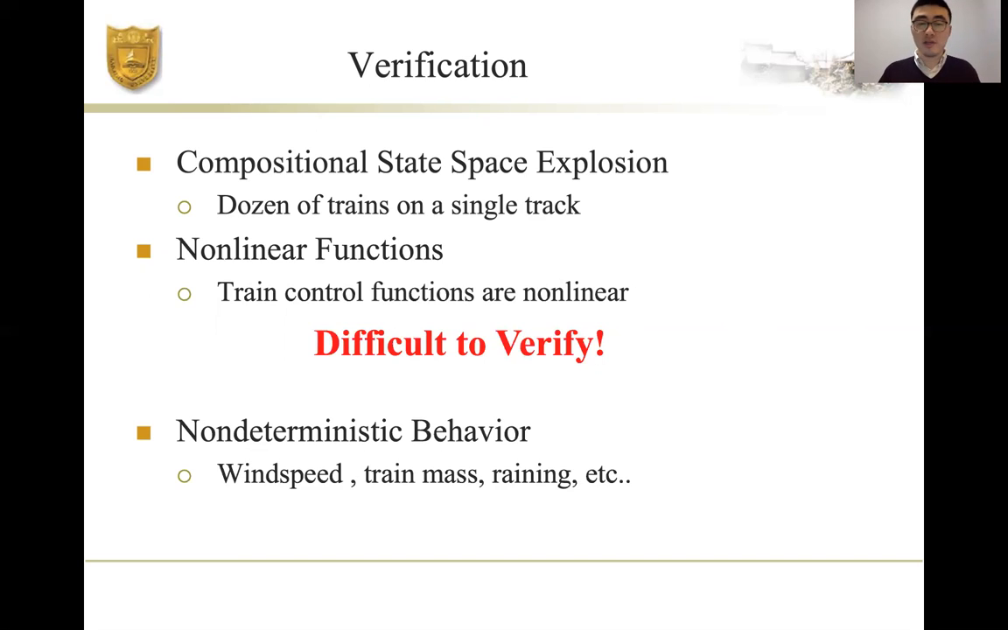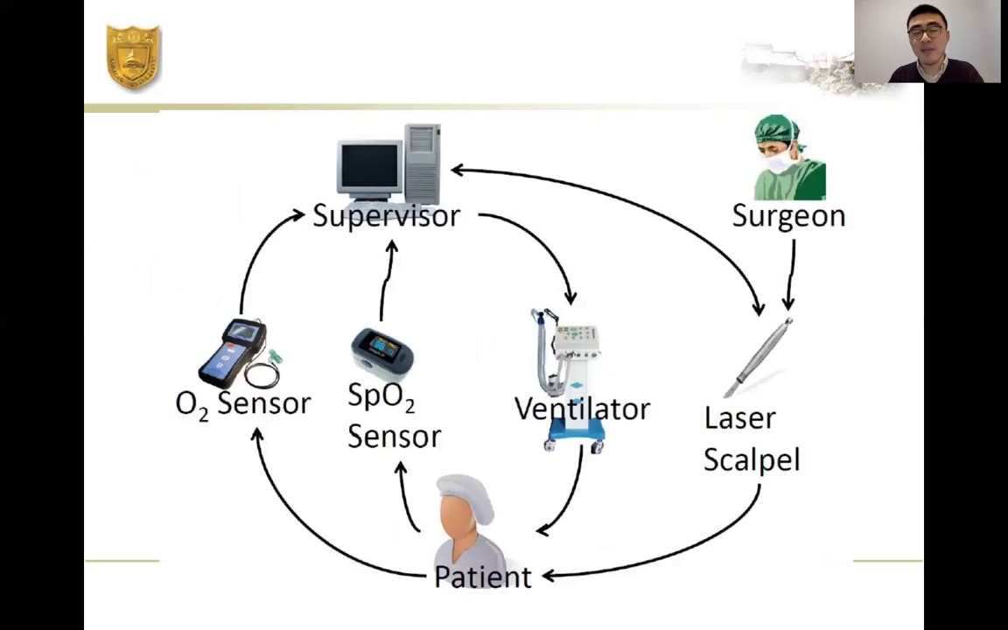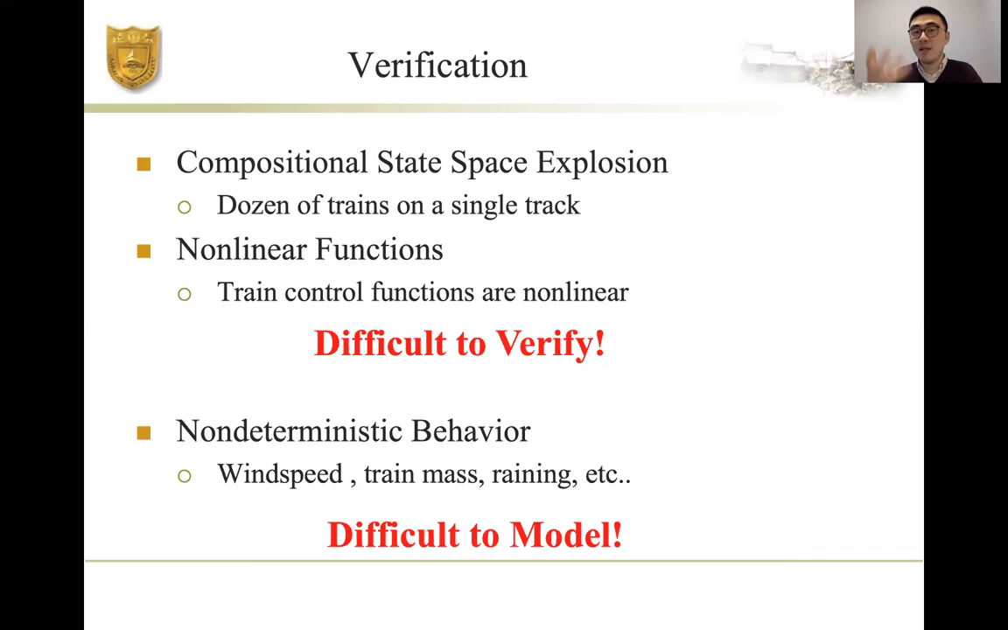The most difficult part is non-deterministic behavior. When they do the train control computation, they will consider values like wind speed, mass of the train, whether it's running or not on the track, something like that, in the train control function. They will use these values to do the computation. And that makes it difficult to model. Why? Because it means the system is not a concrete model. It's a model of a system with free variables.